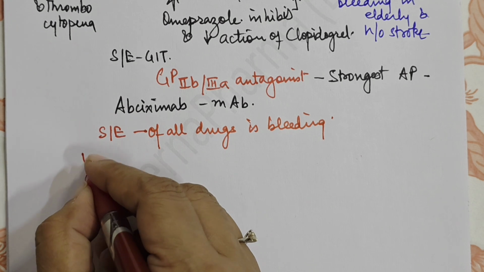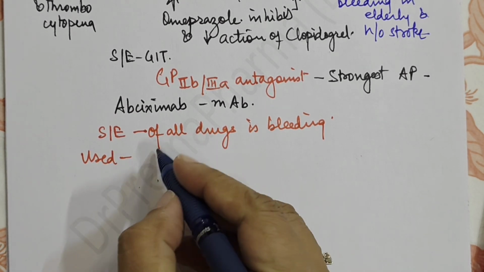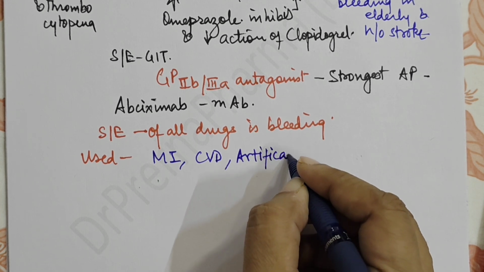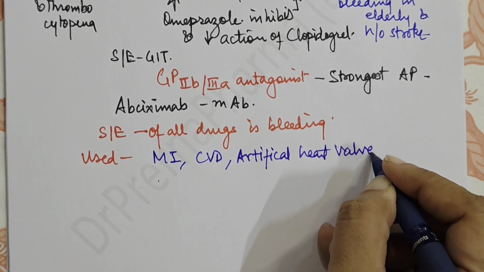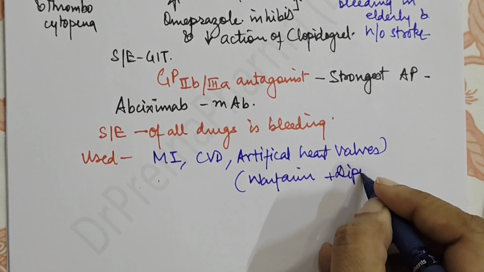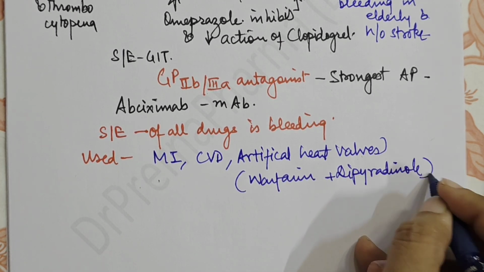What are their uses? They are used in myocardial infarction, in cerebrovascular diseases, and in artificial heart valves. Usually a combination of warfarin is given with dipyridamole. So please remember this, don't forget.